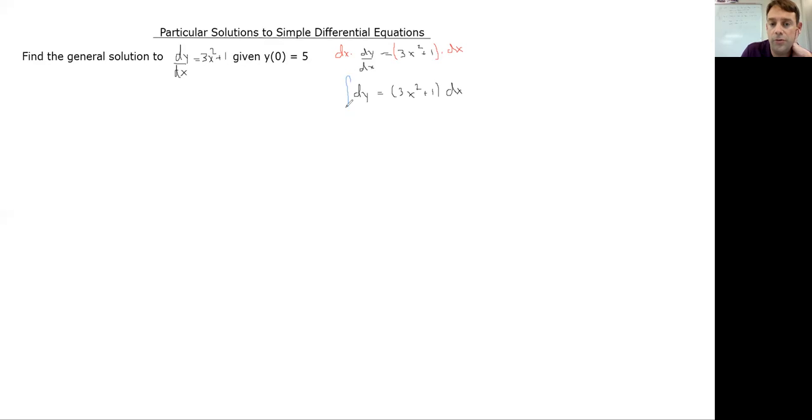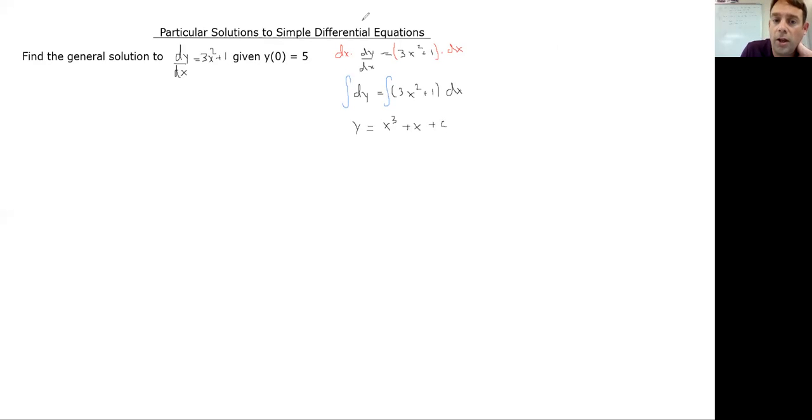Now, in order to solve this, the AP board, the College Board, they make a huge thing, and rightfully so, that if you're going to integrate this, you have to make sure that you put a c on here, because that's the value we're trying to find. If you don't put c, it doesn't matter what you do from here on out, you don't get any credit. So you have to make sure you put a c.